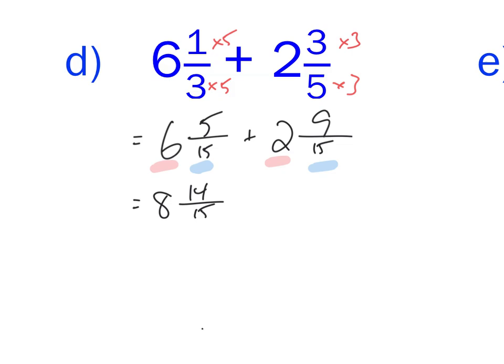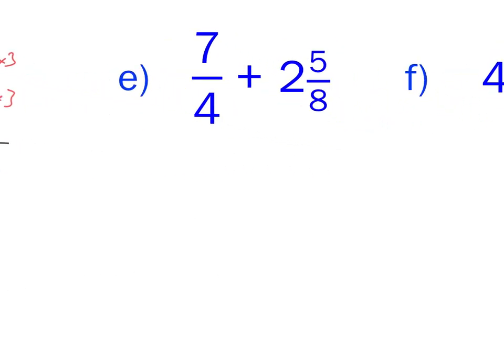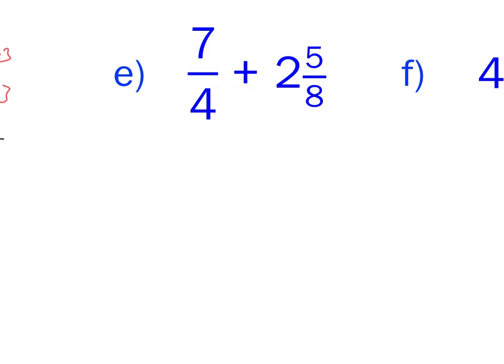Okay. 7 over 4 plus 2 and 5/8. 7 over 4 is an improper fraction. Okay, no big deal. And we have 2 and 5/8. So we need to get a common denominator. What's the common denominator? 8. It's 8 because 4 goes into 8. Because we're picking 8, we don't have to change this fraction at all. We just have to change this one.